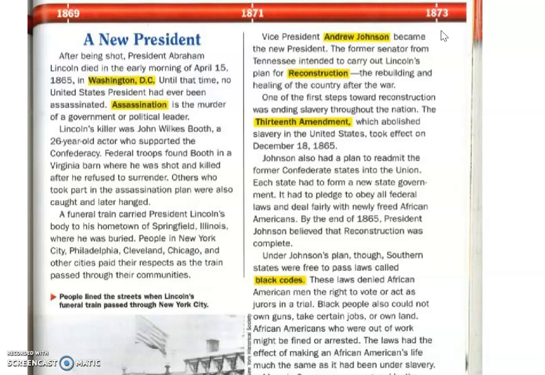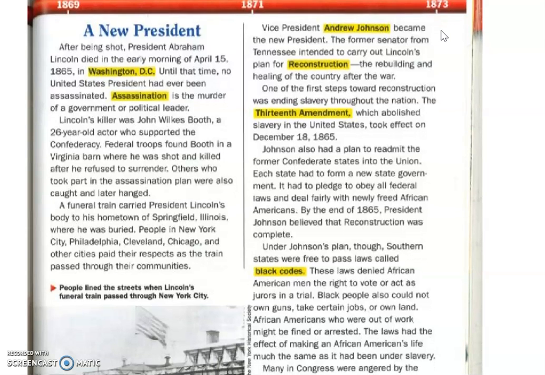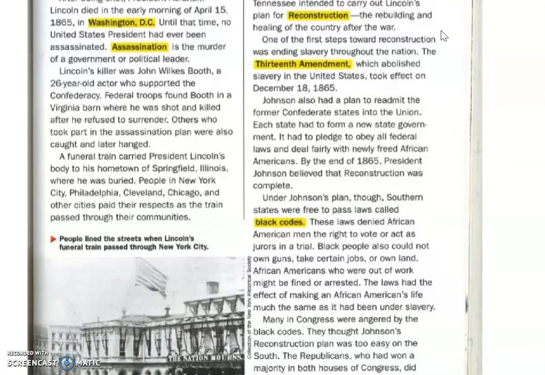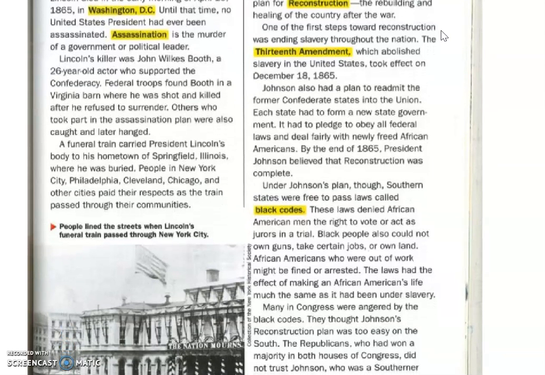By the end of 1865, President Johnson believed that Reconstruction was complete. Under Johnson's plan, though, the Southern states were free to pass laws called Black Codes. These laws denied African American men the right to vote or act as jurors on a trial. Black people also could not own guns, take certain jobs, or own land. African Americans who were out of work might be fined or arrested. The laws had the effect of making African Americans' life much the same as it had been under slavery.